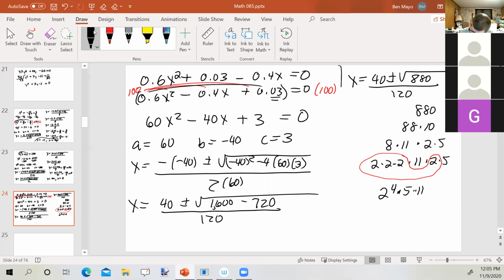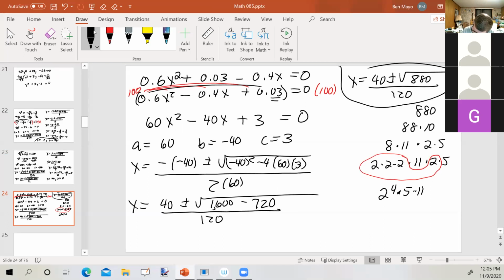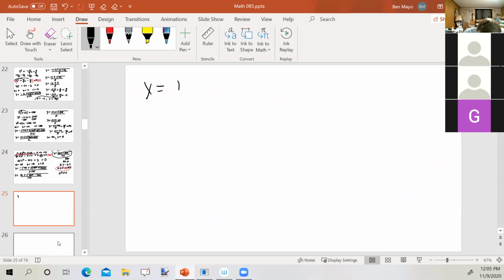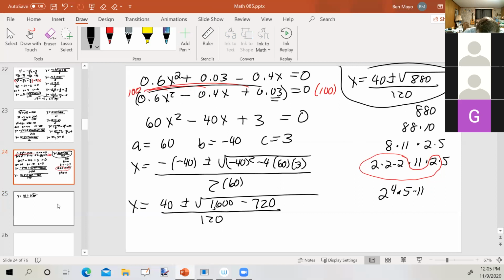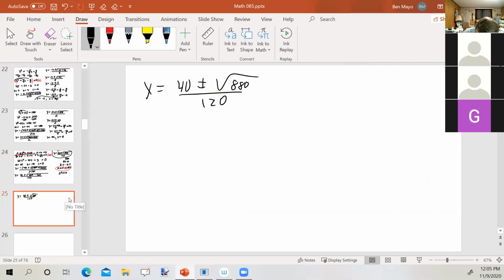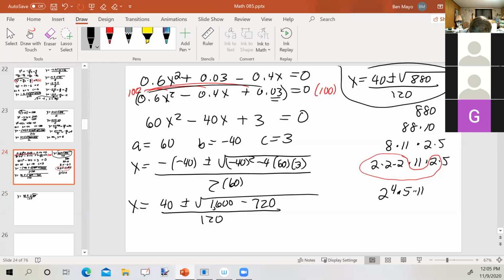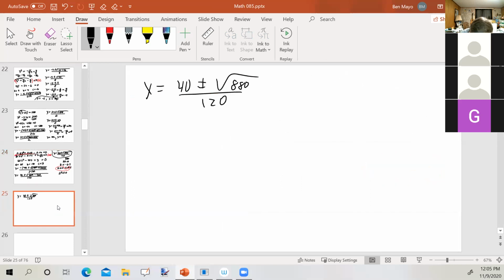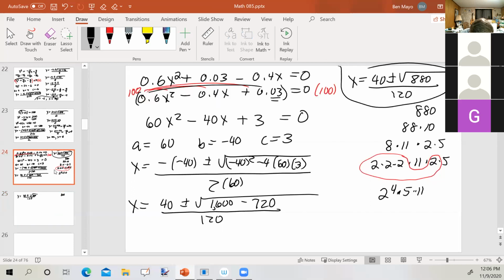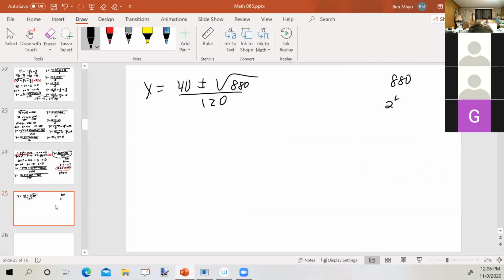Okay, I'm going to take this and go on to the next screen. X equals 40 plus or minus the square root of 880 all over 120. Back here, we've got 880, so 880 is 2 to the 4th times 5 times 11. So that becomes that, which would be 2 squared or 4 square roots of 55.